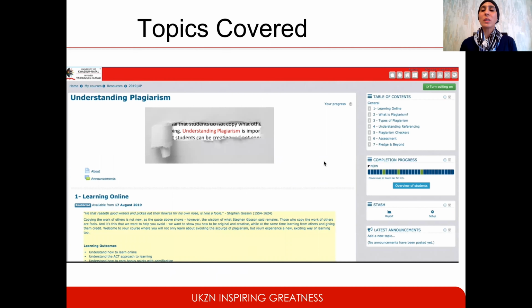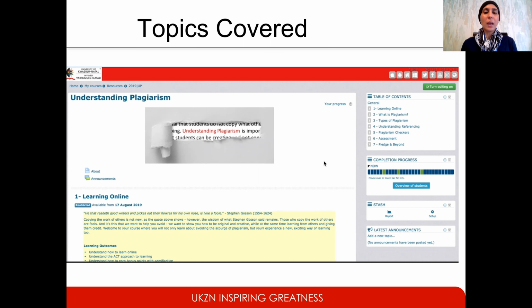Okay, so the course was run through the university e-learning platform, and it had 7 different modules. It started with a section introducing students to the concept of learning online and what is expected of them. Thereafter, what plagiarism is and the different types of plagiarism. They were also introduced to understanding how to reference and the various plagiarism checkers, including Turnitin as well as Grammarly. And thereafter, they had a quiz to do.